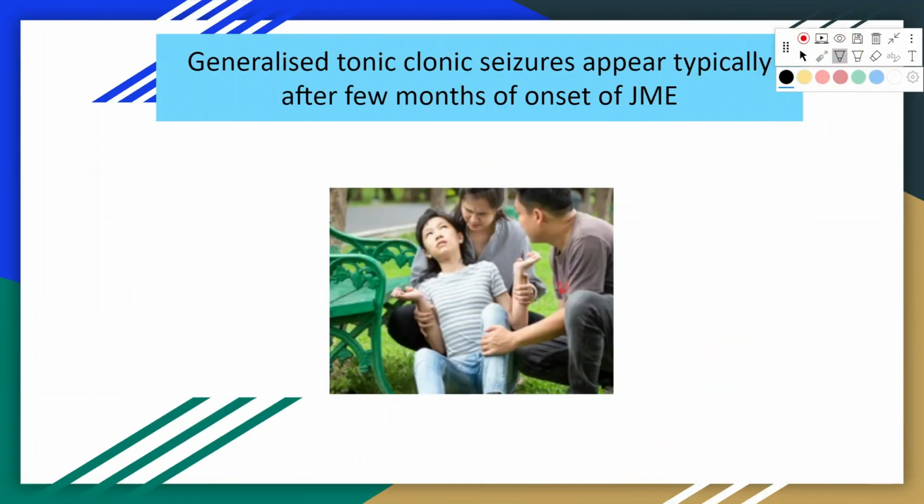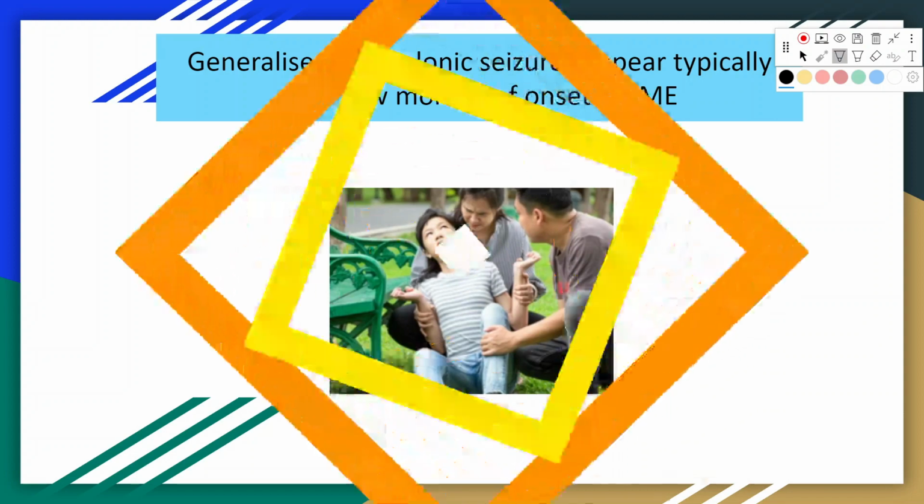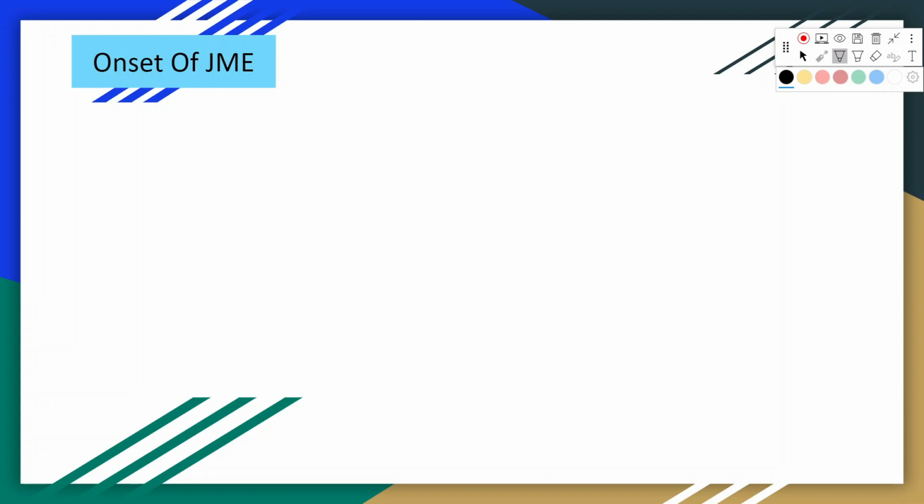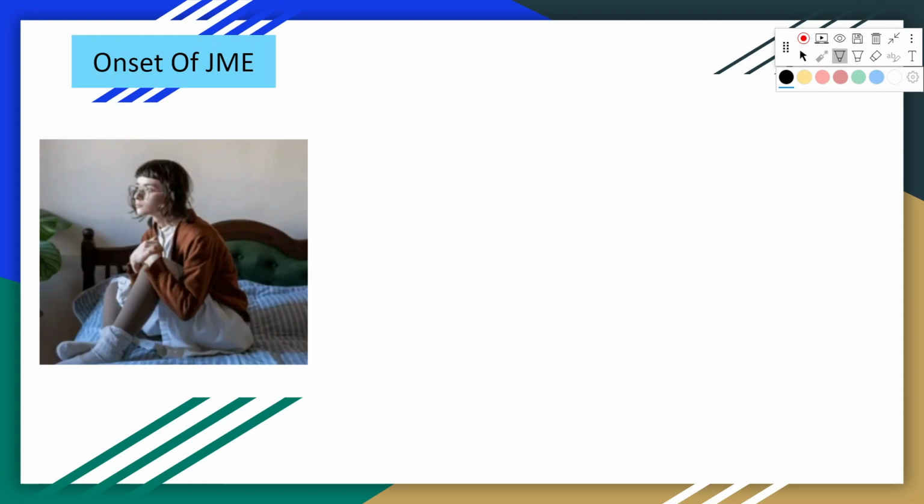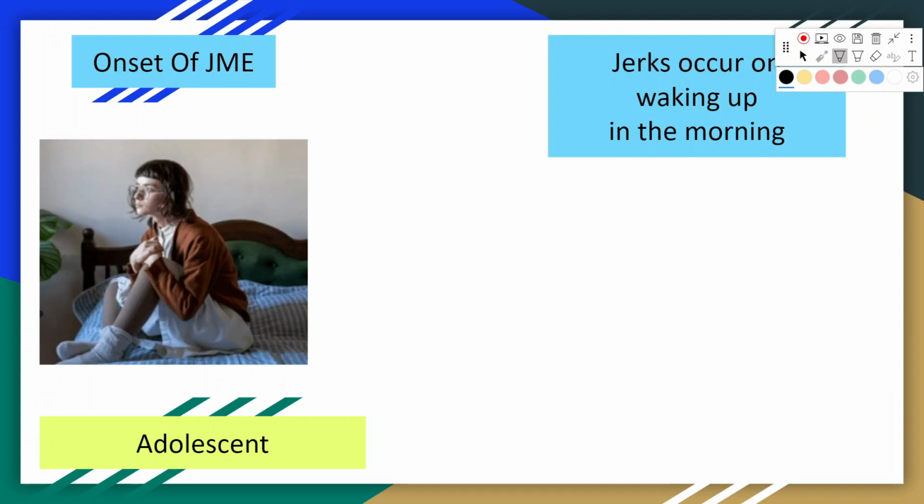Generalized tonic-clonic seizures typically appear a few months after onset of myoclonic jerks. JME typically occurs around adolescence in otherwise normal children. This occurs upon awakening in the early morning or up to 1 hour from awakening.